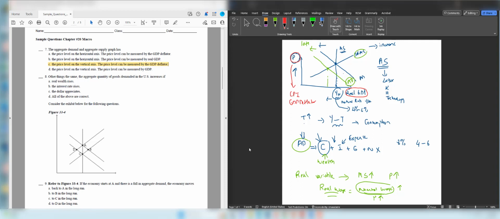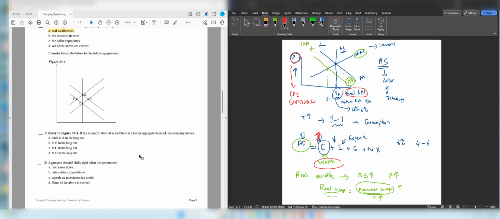If the dollar appreciates, then the domestic products are expensive. Therefore, we are going to sell fewer products to foreigners. Therefore, NX is going to go down. That's not the right answer either. Real wealth rises. If the real wealth rises, the consumption component of the aggregate demand curve is going to increase. Therefore, the AD curve is going to shift to the right, or aggregate demand is going to increase. So the right answer is A.